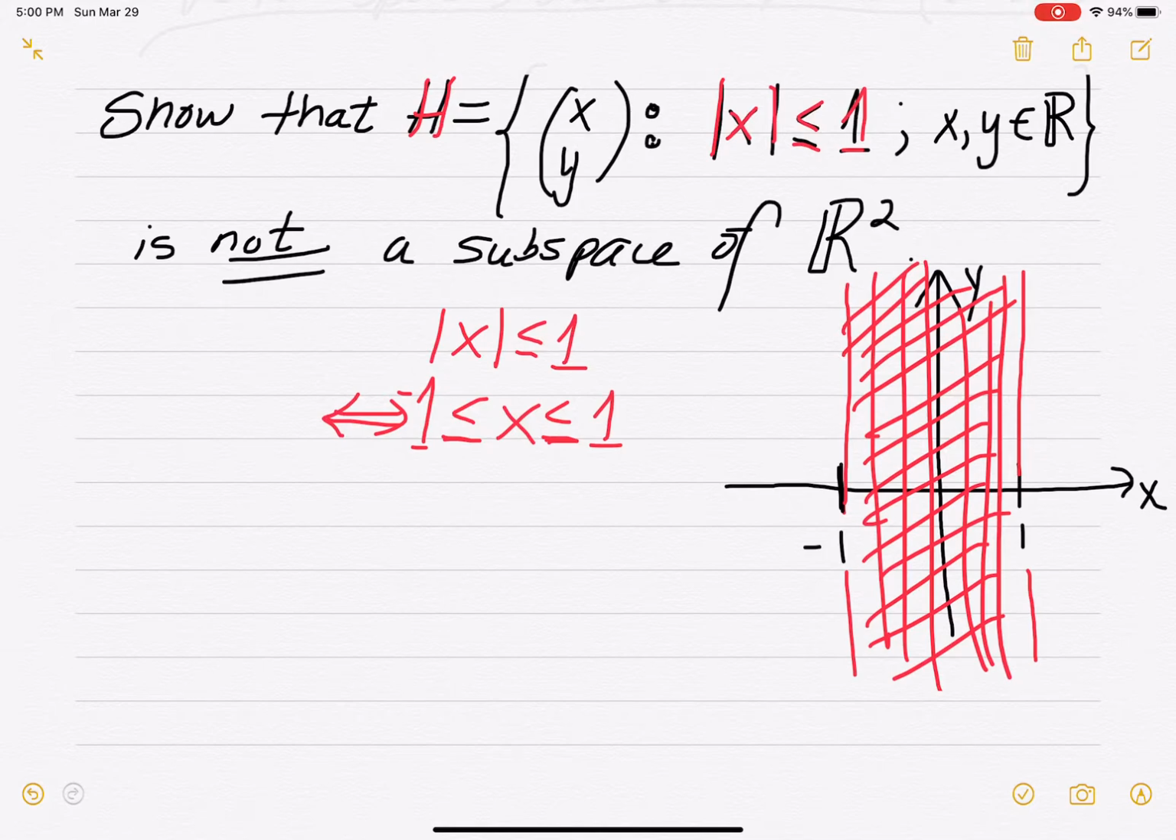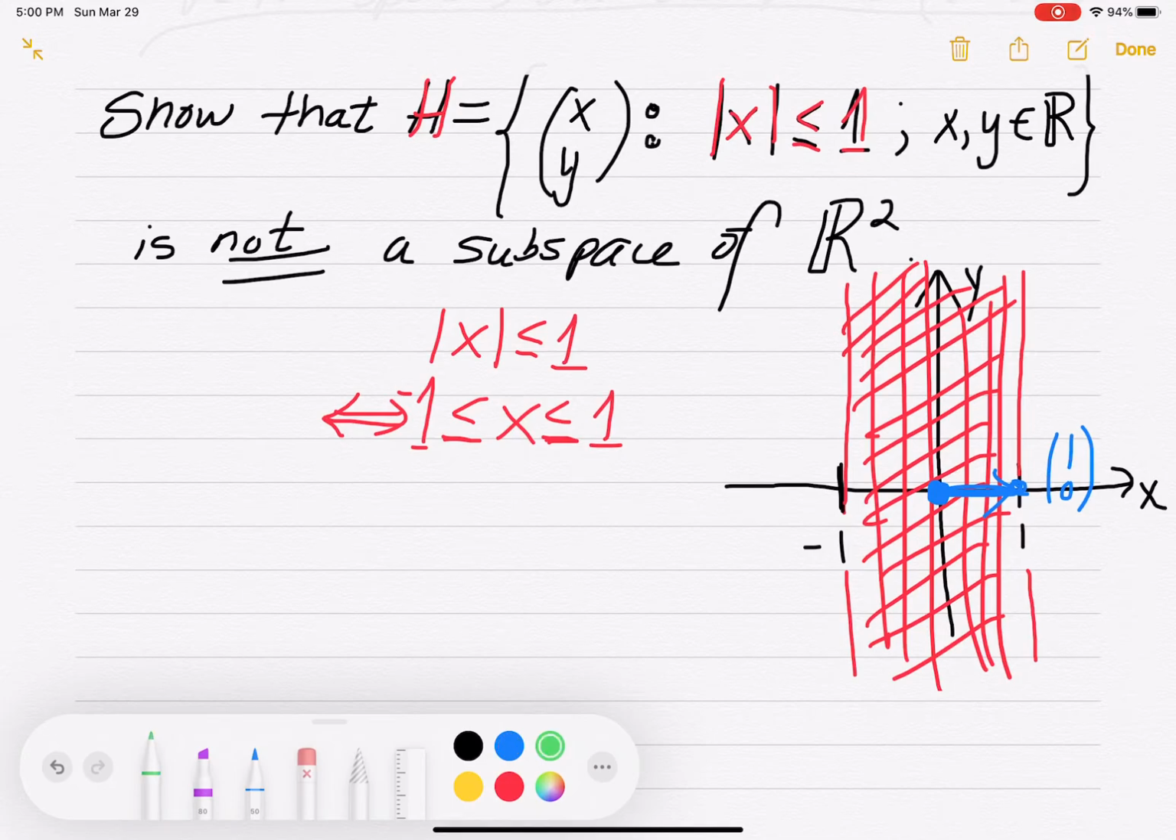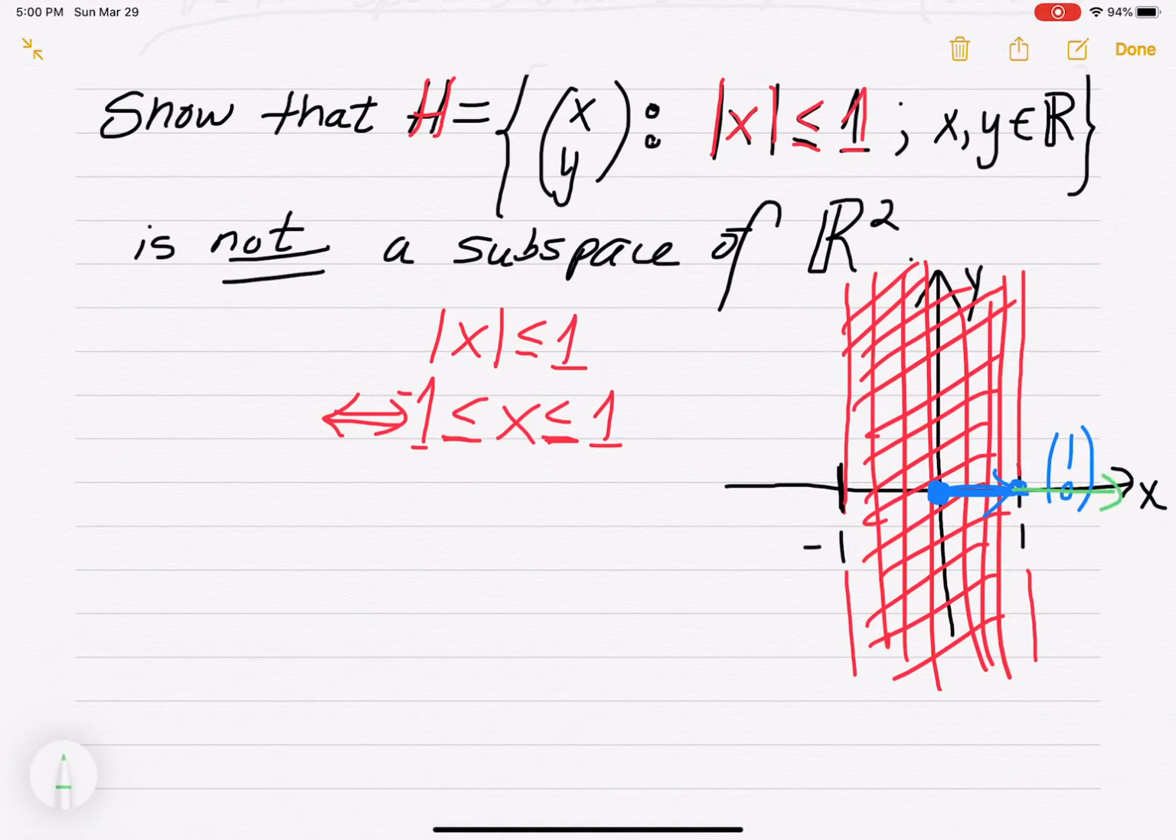So it's pretty clear that the 0 vector is in there, right at the center. So we're not going to disprove it by showing that the 0 vector is not in there. The 0 vector is definitely in there. But what we could do is take this vector right here, which is 1, 0, and scale that by 2. If you scale it by 2, 2, 0 would be out here, outside of that set. So that's our strategy. We're going to do a little proof, which is a counterexample.